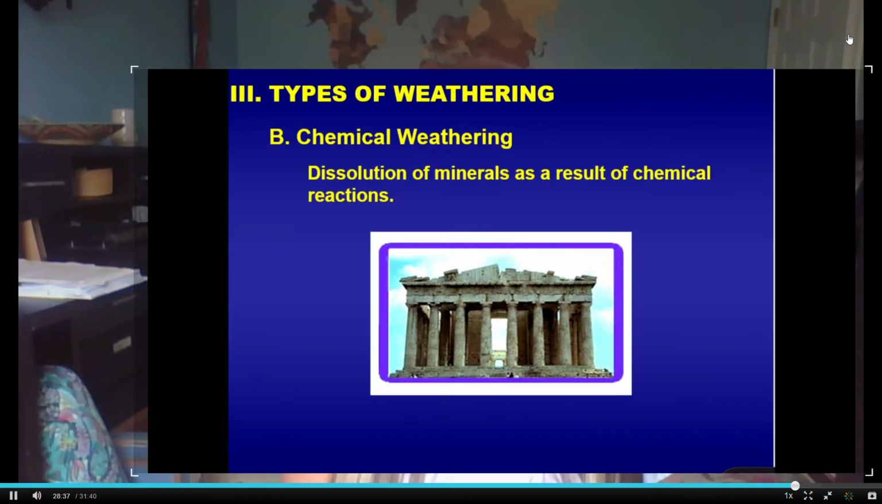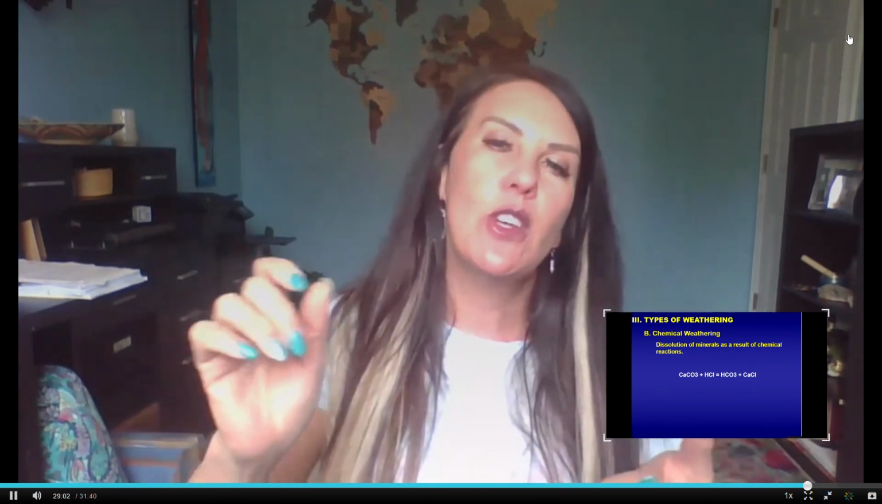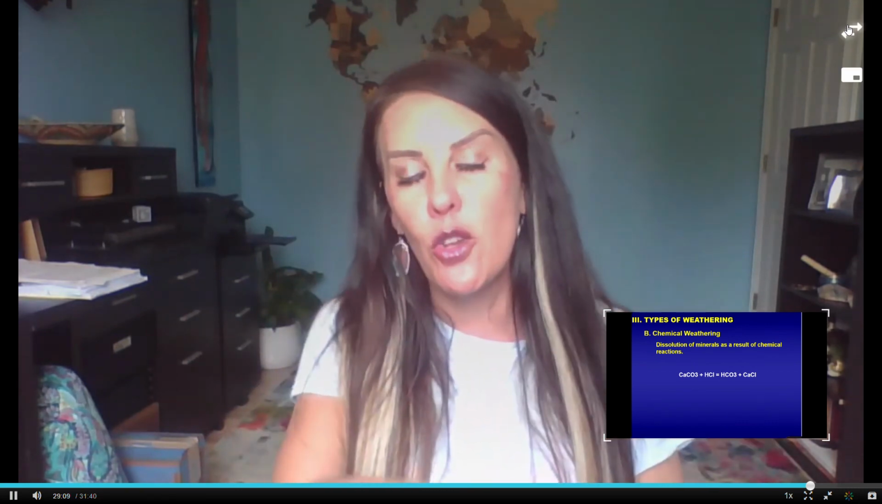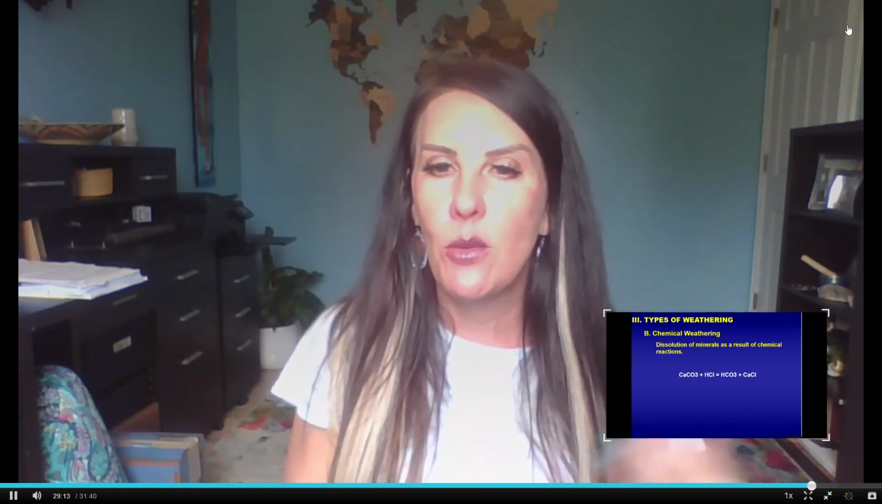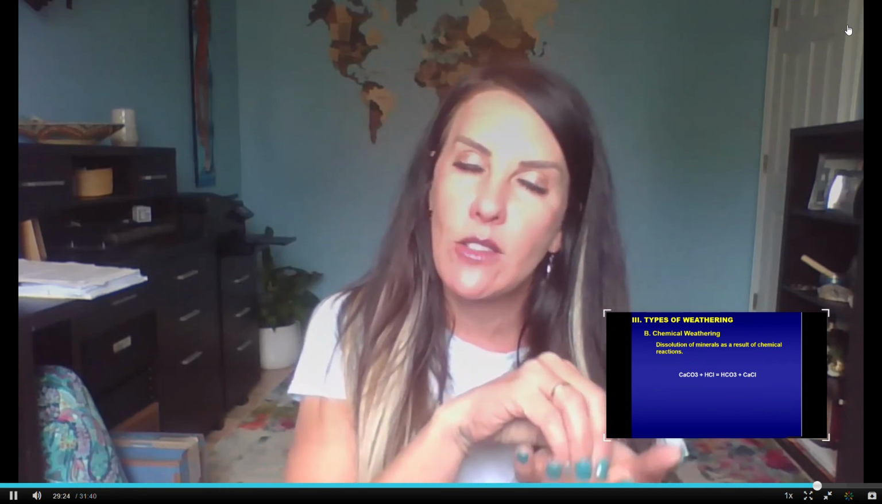Then, lastly, I just want to introduce chemical weathering. By definition, chemical weathering is the dissolution of minerals as a result of chemical reactions. What that means at the 101 level is we're looking at how limestone dissolves as it is exposed to some type of acid. In lab, we had a piece of calcite, and we took a very diluted version of acid and put it on it, and we watched it effervesce. We were watching the chemical reaction on the screen take place. We saw calcium carbonate and hydrochloric acid produce a carbonic acid and a calcium chloride. Essentially, when you put the acid onto the calcite, it begins to dissolve and become smaller.